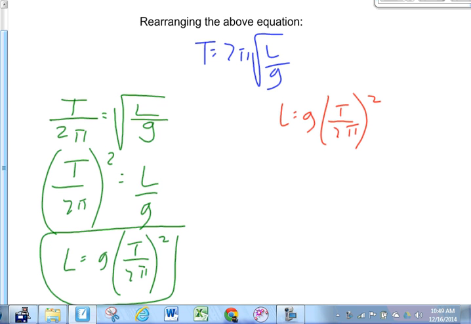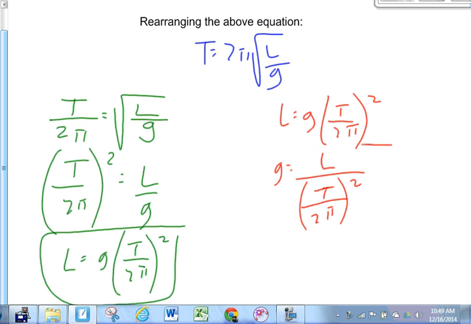(T over 2 pi) squared. The whole thing, you mean? Yes, you can. Good. So we're going to take that over by dividing. It becomes g is equal to L over (T over 2 pi) squared. That's an awkward, ugly-looking equation, but it's valid.